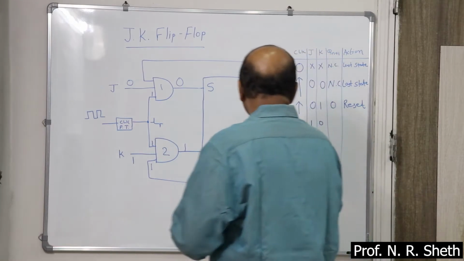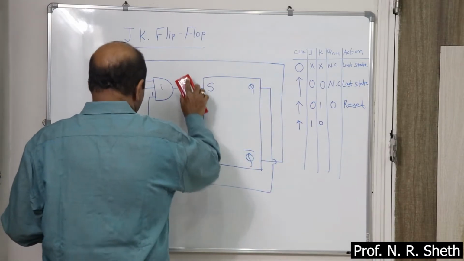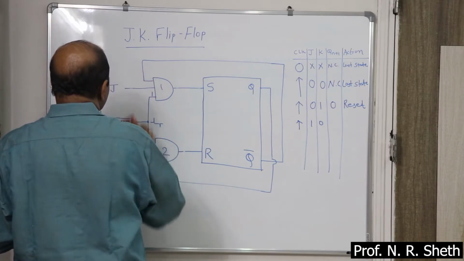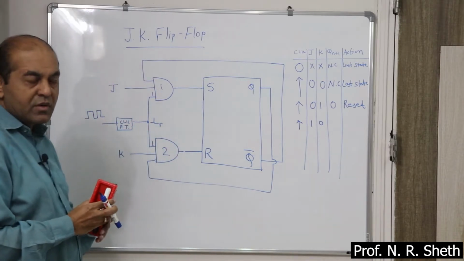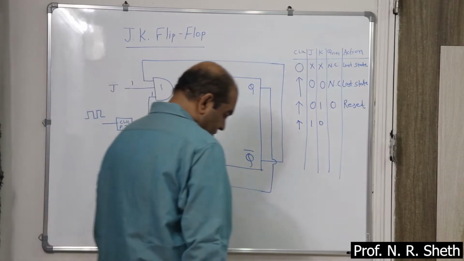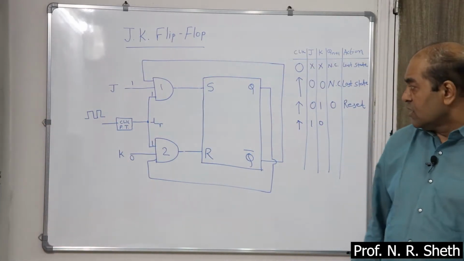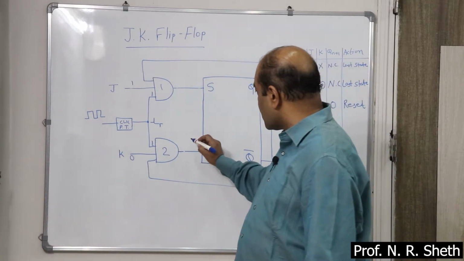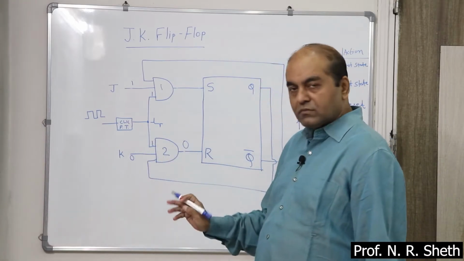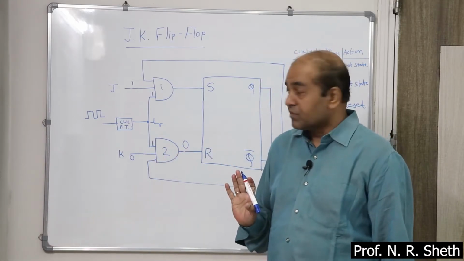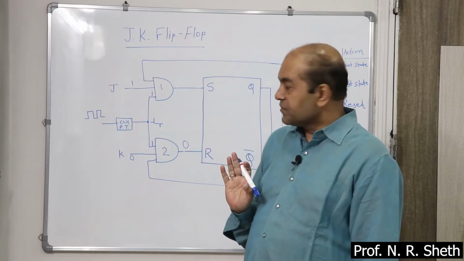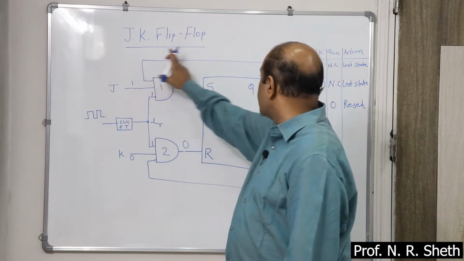One and 0. Clock is available. J is 1. K is 0. So, there is no possibility that the output of gate number 2 is high because one input is permanently 0. So, this one is 0. Two inputs are high as far as gate number 1 is concerned. Now, what about the third one? This is connected with Q bar.